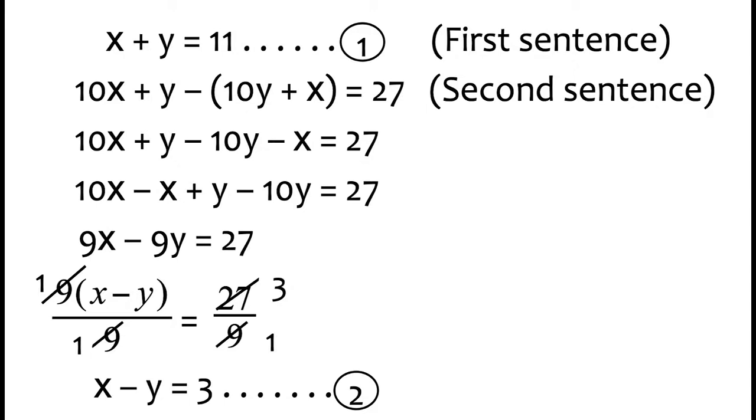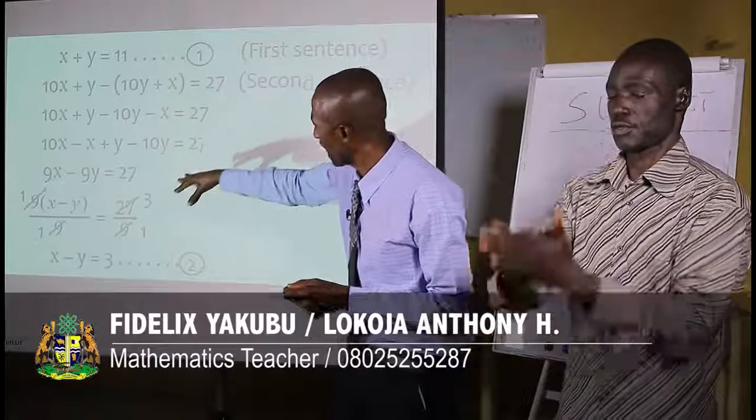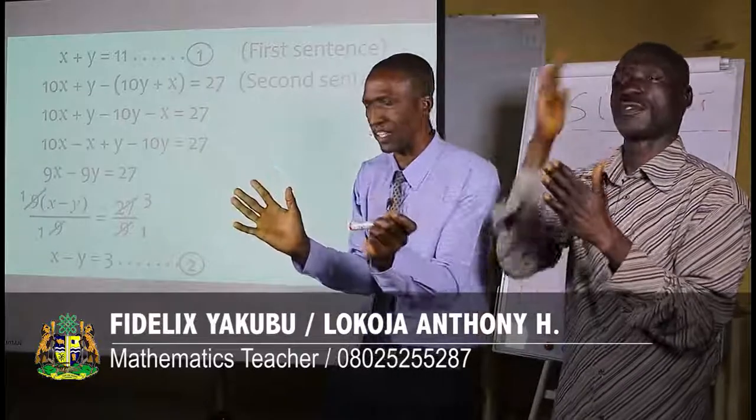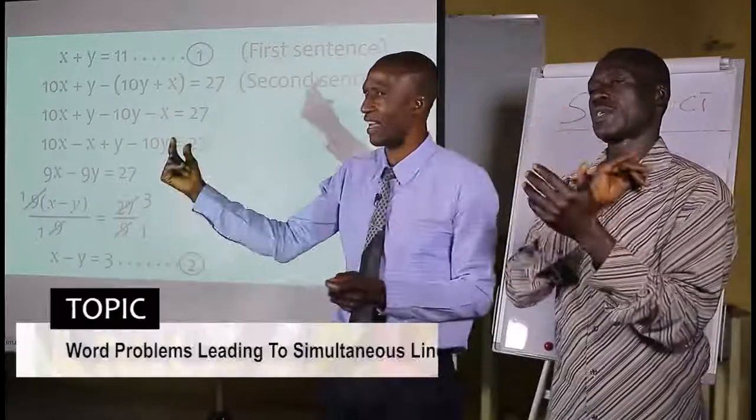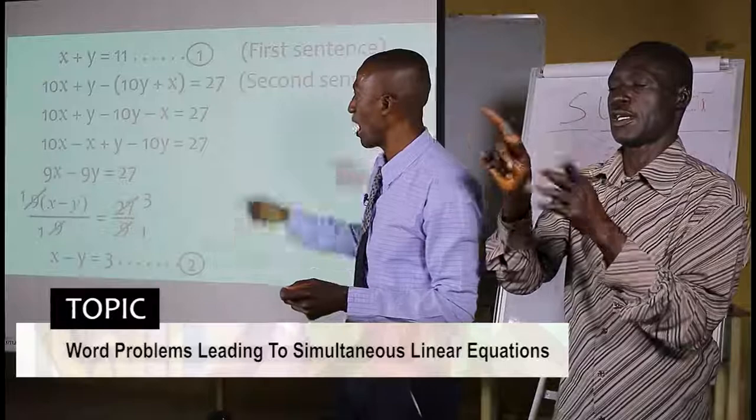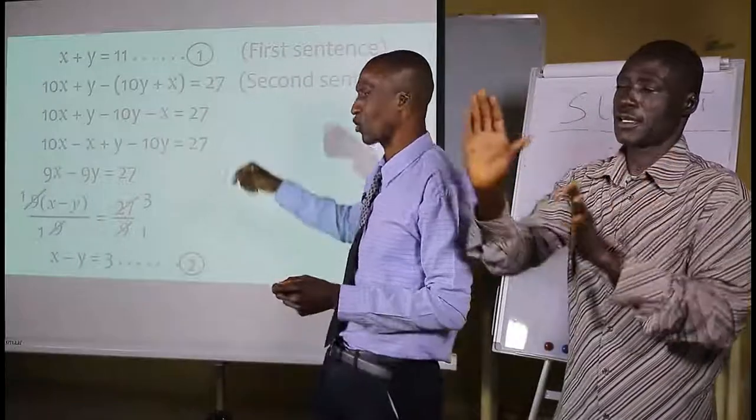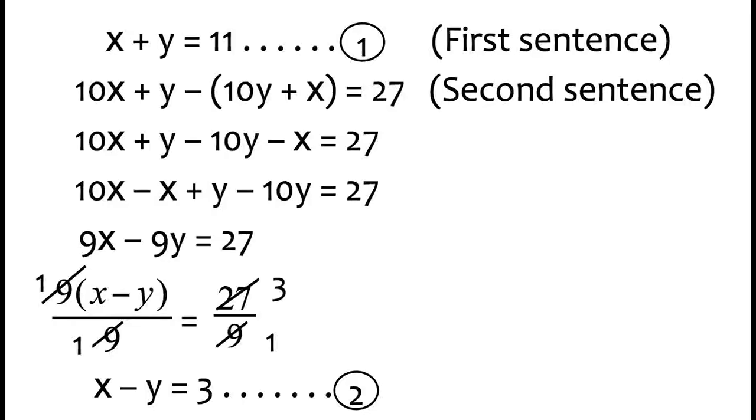So the new equation now becomes 9x minus 9y equals 27. Now, to reduce that equation for better simplification, I factor out 9 as the highest common factor. That is why you can see 9 is outside the bracket.